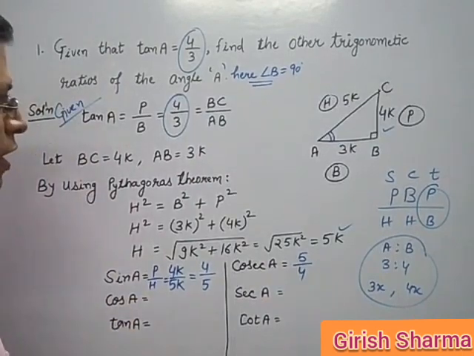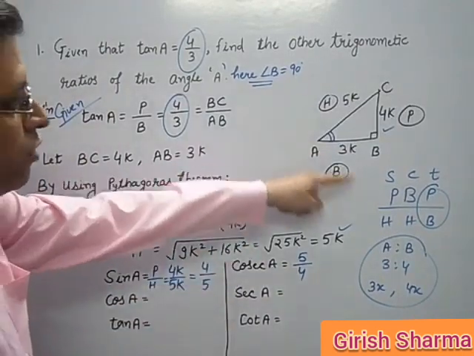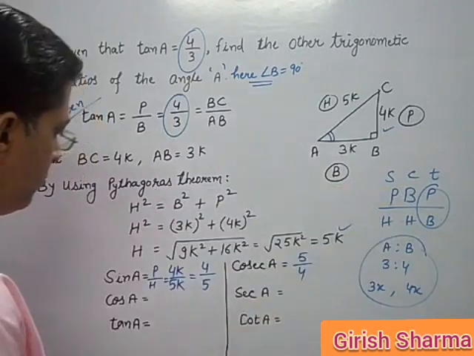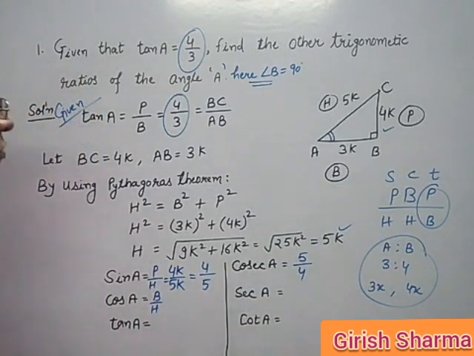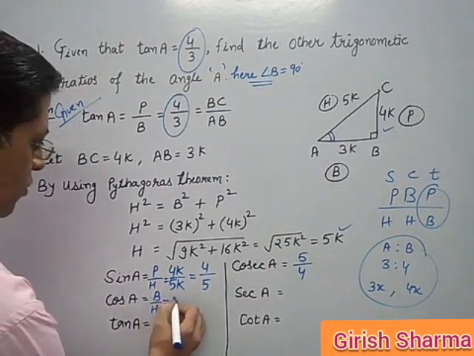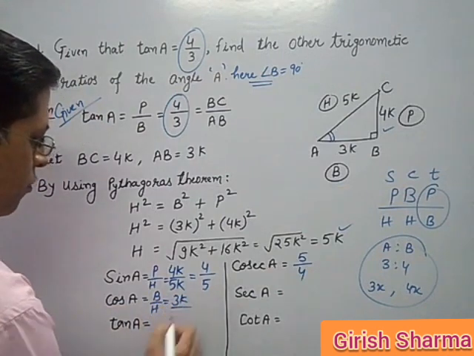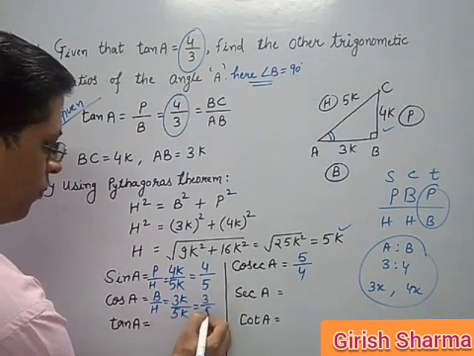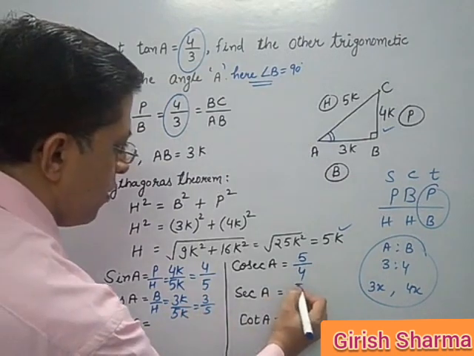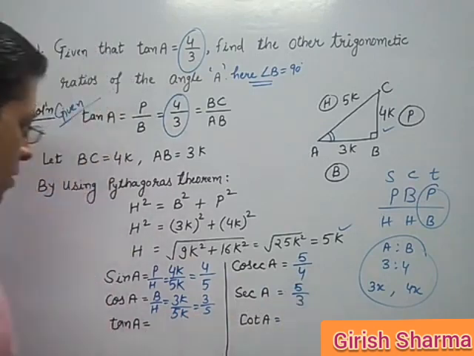What is cos A? B upon H. See here, B upon H. What is B? It is your 3k. H is 5k. K and k cut, so this is 3 upon 5. What will be sec? 5 upon 3.